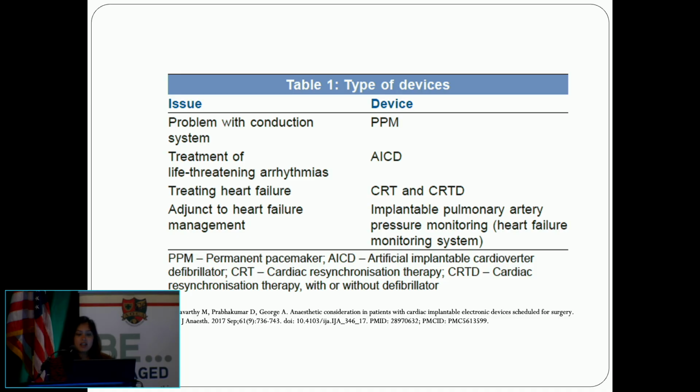Okay, so with advances in cardiology and cardiothoracic surgery, several newer implantable cardiac devices have become commonplace in the surgical population. And the rapid evolution in the field necessitates recurring updates to the clinical guidance on the peri-procedural management of these devices. And these are the types of devices we commonly see: permanent pacemaker, which is used for problems with the conduction system; AICDs, or automatic implantable cardioverter defibrillators, which are used for treatment of life-threatening arrhythmias; and then cardiac resynchronization therapy, which can treat heart failure.